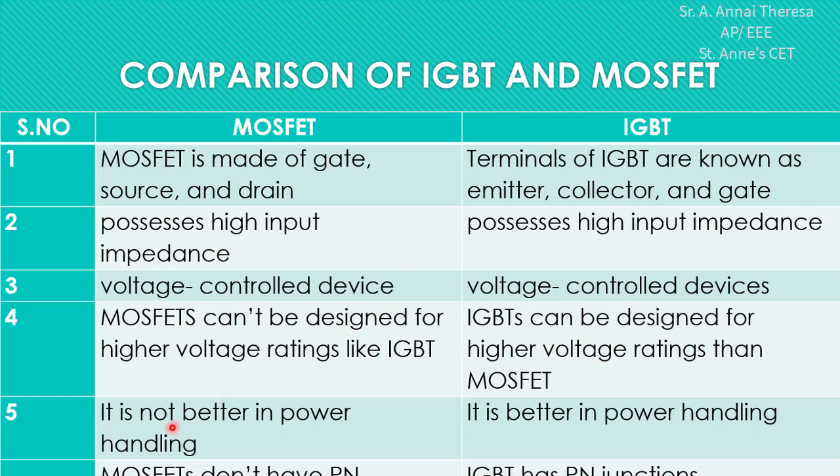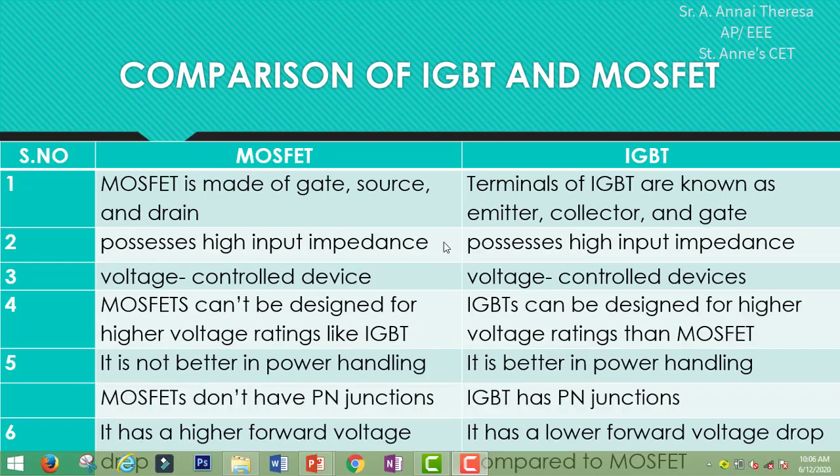Then MOSFET is not better in power handling, IGBT is better in power handling. MOSFETs don't have PN junctions and IGBT has PN junctions. MOSFET has a higher forward voltage drop and IGBT has a lower forward voltage drop.